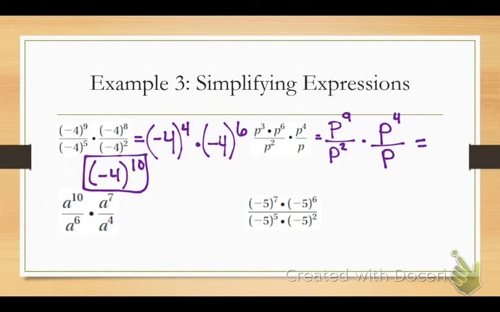What is 9 minus 2, guys? 7. So we have P to the 7th power times, is this 4 minus 0? 1. It's 4 minus 1, the understood 1 there, guys. So 4 minus 1 is 3. P to the 3rd equals P to the 10th power.